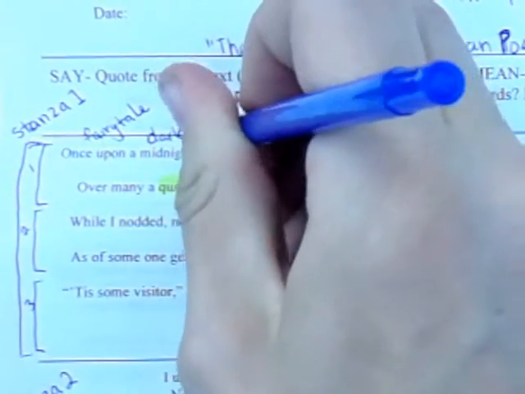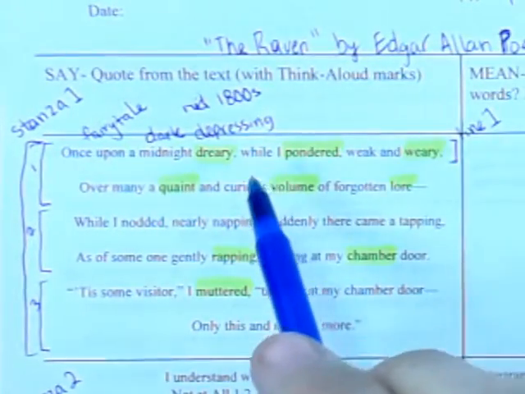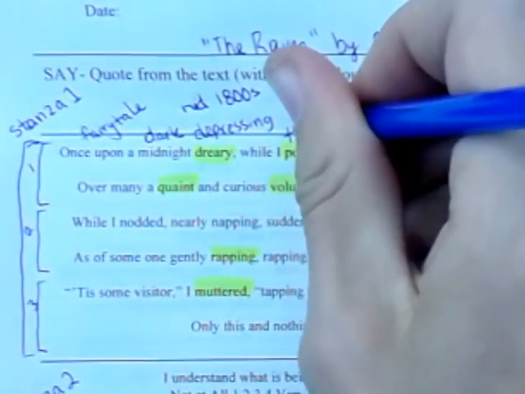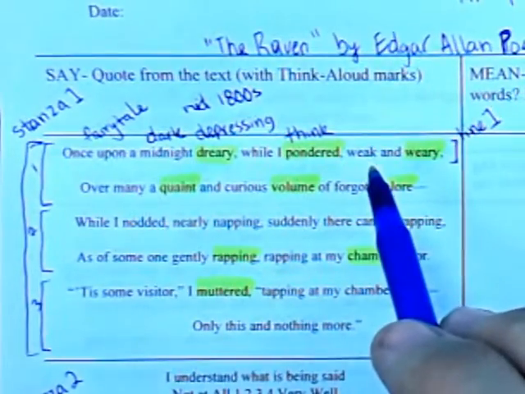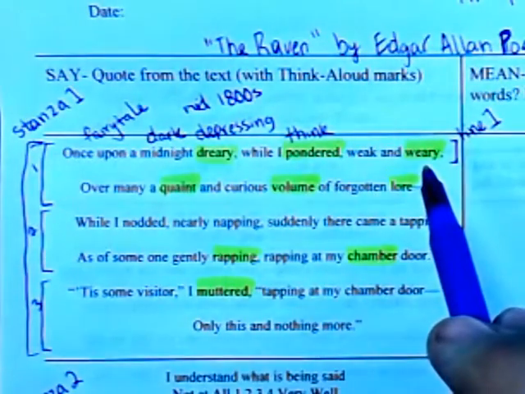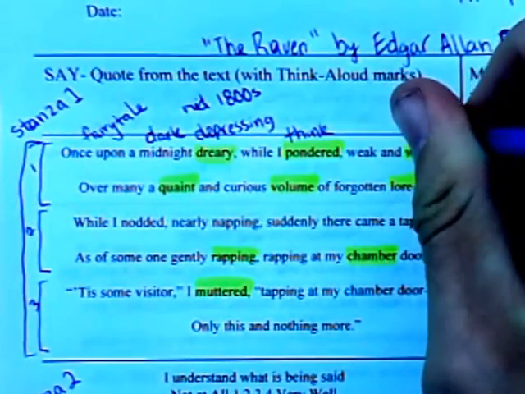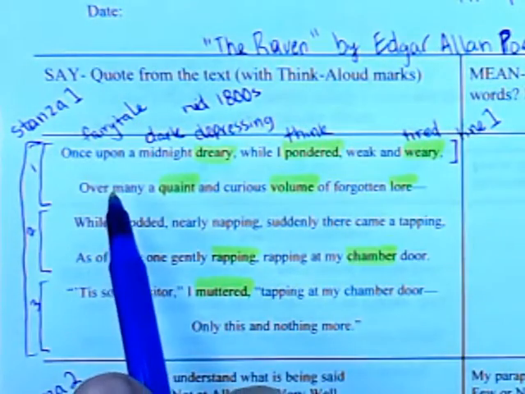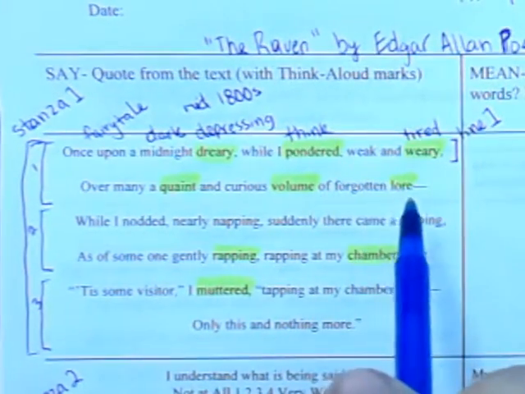Dreary means depressing, so I'm going to write depressing. And then it says, "while I pondered." Pondered means to think. And how is he pondering? It says "weak and weary." So it's obviously not the happiest person. Weary means tired. So he's weak and tired. And what is he pondering about? "Many a quaint and curious volume of forgotten lore."